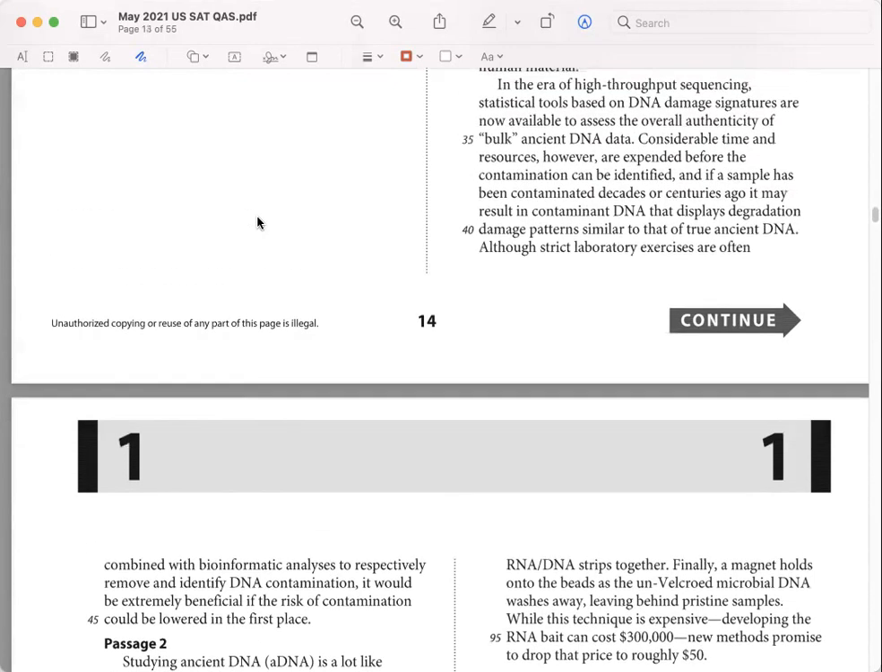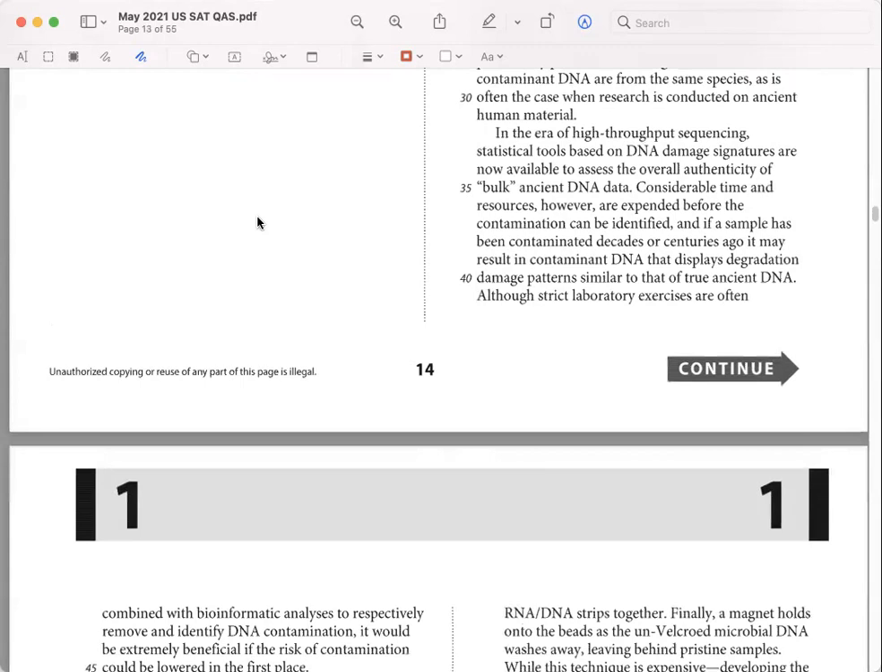Okay, so this paragraph talks about the other issue with DNA contamination, which is the fact that modern DNA could have mixed with ancient DNA over the course of the past century, the past 50 years, the past decade. And that DNA also shows signs of degradation, which are similar to the degradation observed in ancient DNA. And that compounds the problem of separating the authentic ancient DNA from the contaminated modern DNA.